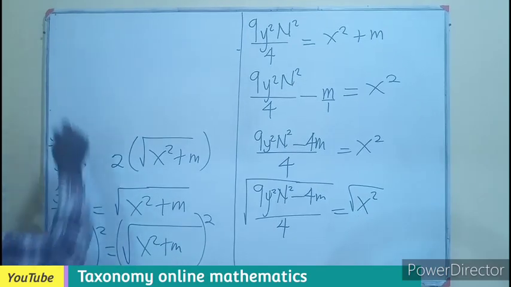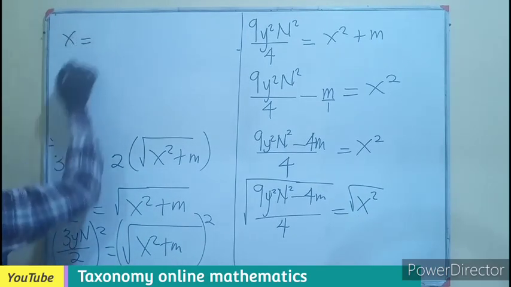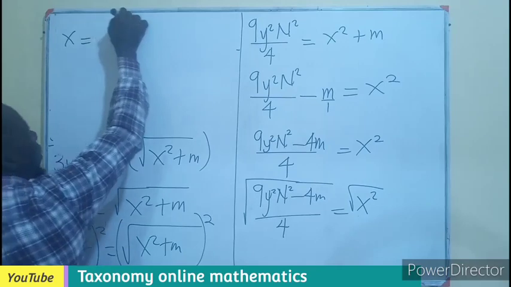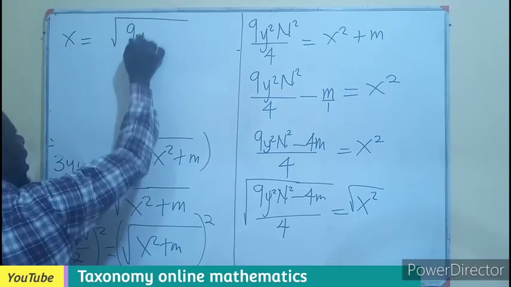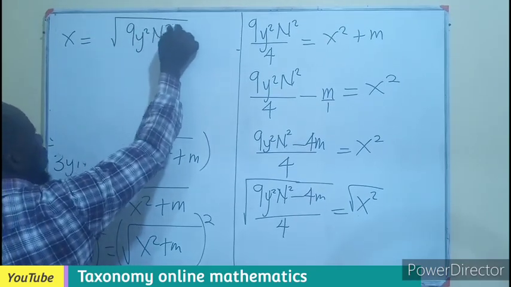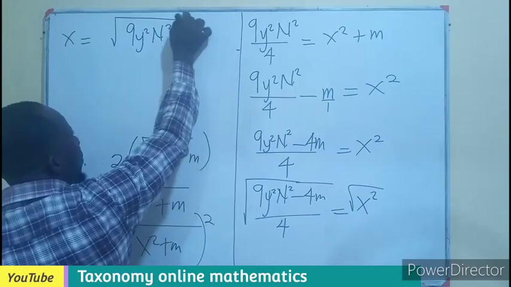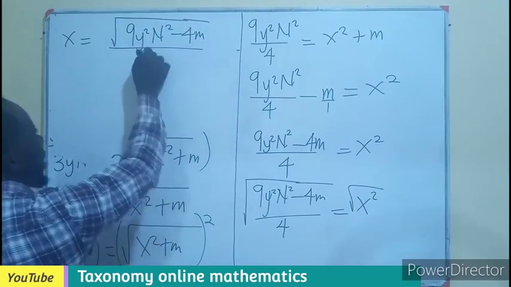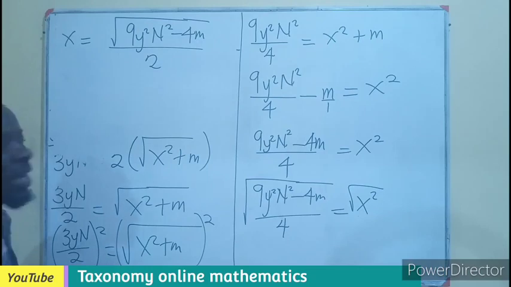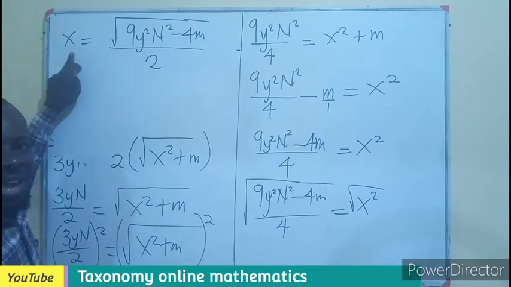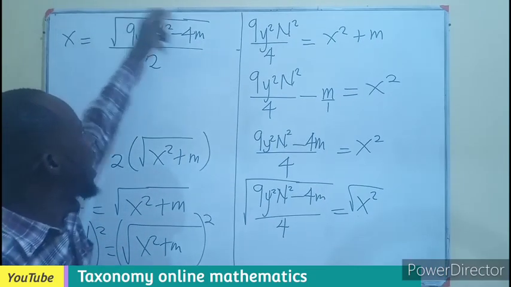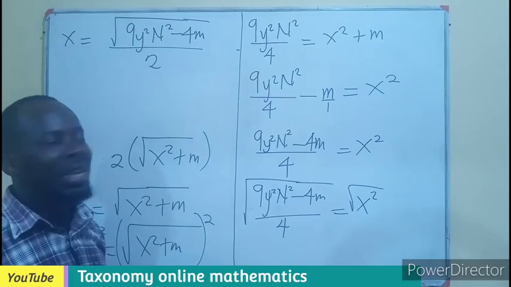So that is going to be x equals the root of 9y squared n squared minus 4m, all divided by what? 2, will be the final expression for x in terms of y, n and what? m.